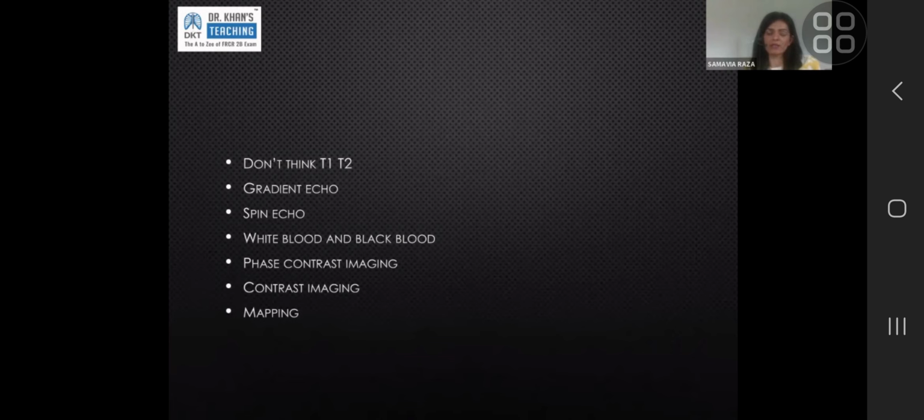Contrast imaging is done: early contrast enhanced images and delayed contrast enhanced images. Delayed contrast enhanced images are the most important part of the whole study to look for scar. I'll come to that in a bit. Mapping is the newest technique that is out. Mapping is essentially giving you the same information as delayed contrast enhanced images, even better actually, without giving contrast.